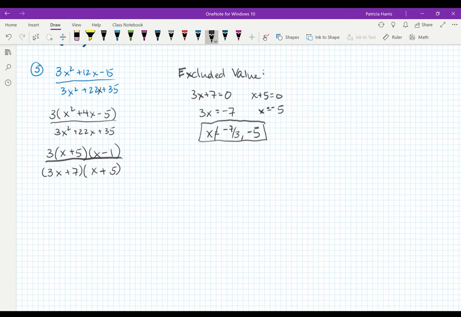Okay, so for this one, our excluded values are -7/3 and -5. All right, let's look for our matches. I see an x plus 5 and an x plus 5. Those cancel. Final answer is 3 quantity x minus 1 over 3x plus 7, or simplified version, 3x minus 3 all over 3x plus 7. All right, let's try one more.